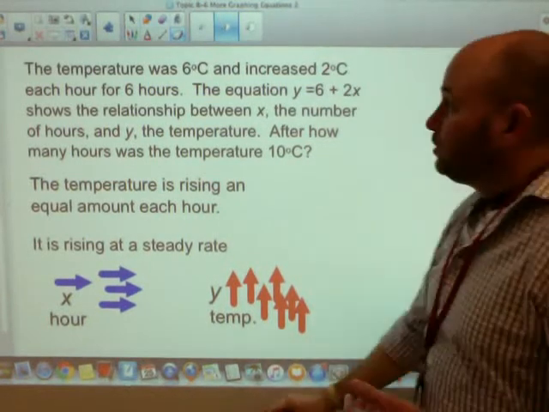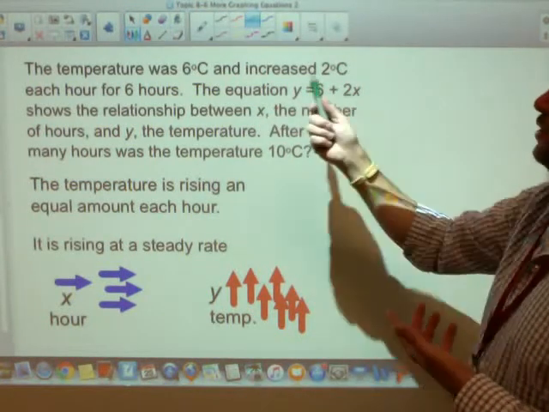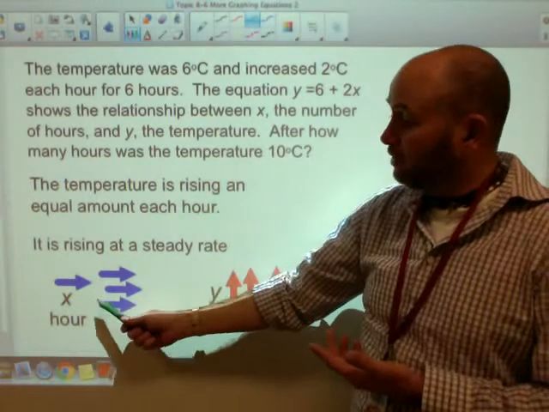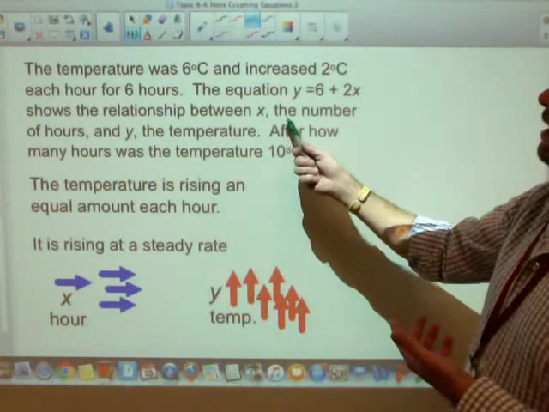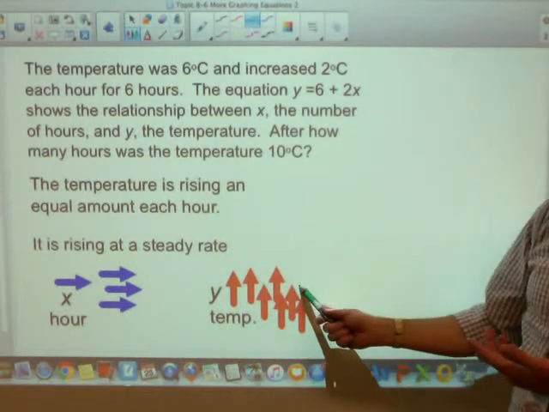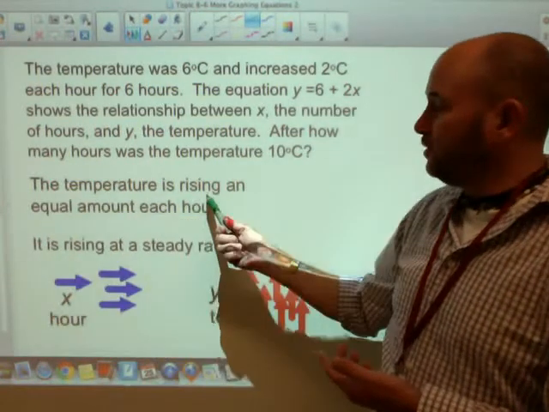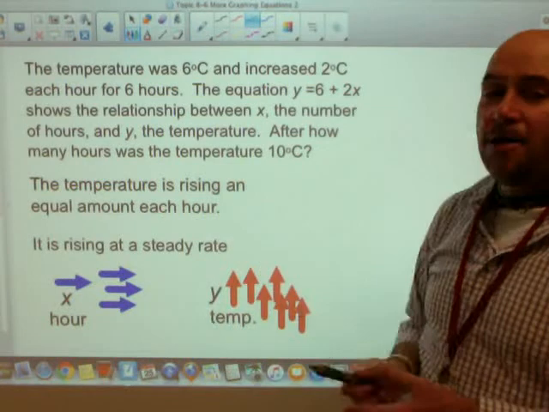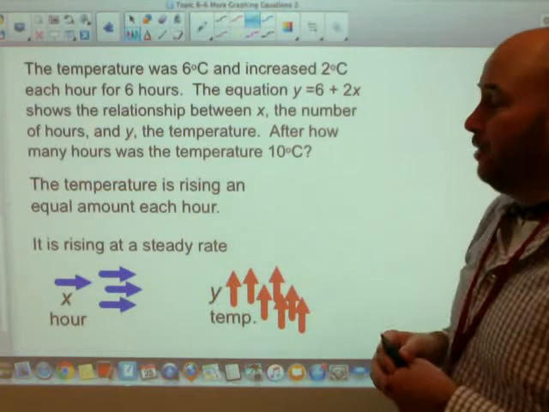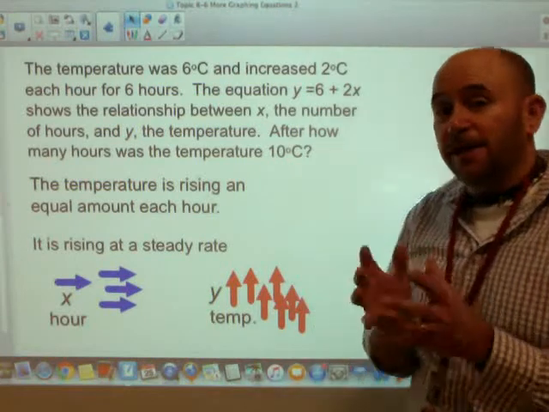All right? So anyways, the equation y equals 6 plus 2x shows the relationship between x, the number of hours, and y, the temperature. We're going to use these arrows to represent x, the number of hours, and these arrows to represent the temperature. Now, remember, the temperature is rising at an equal amount each hour. That means that it's rising 2 degrees each hour. That's an equal rise, so it is rising at a steady rate. That's going to create a linear pattern.